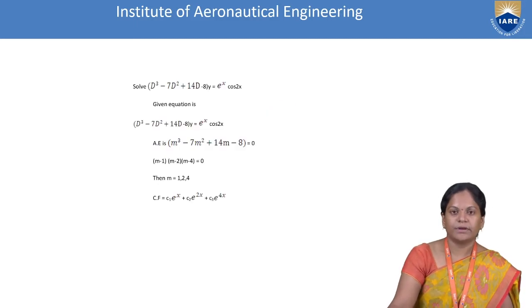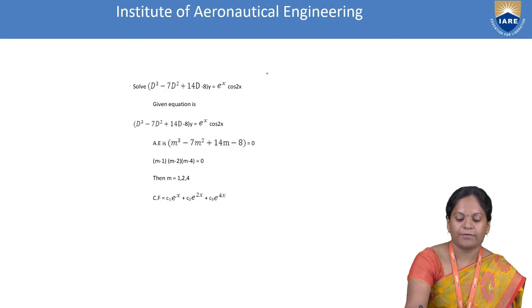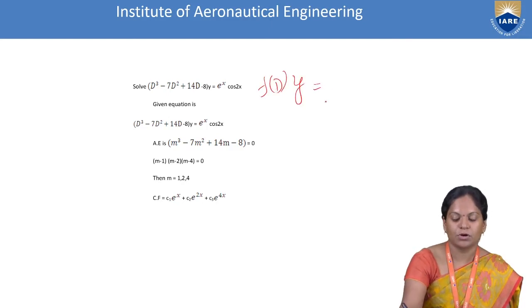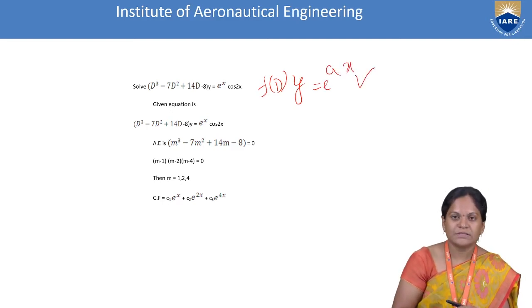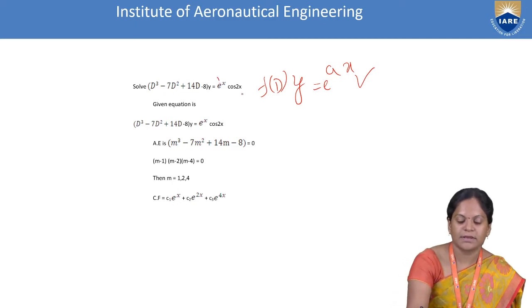Now here we have one problem: d cube minus 7d square plus 14d minus 8 into y equals e power x into cos 2x. This is a very simple form, of the form f of d into y equal to q of x, but here q of x is e power x into a v form. What is a and what is the coefficient of x here? The coefficient in the exponential is 1, and in cos it is 2.